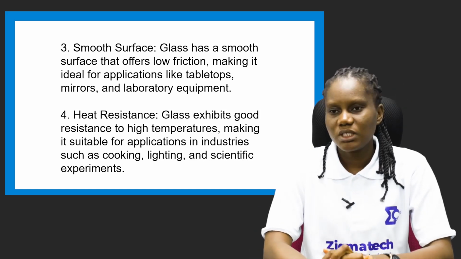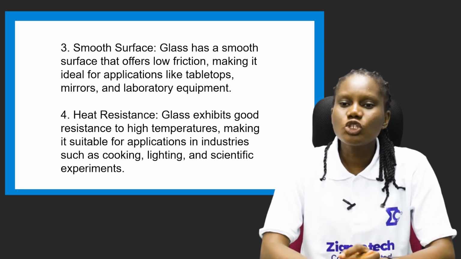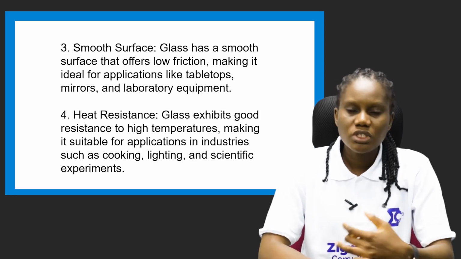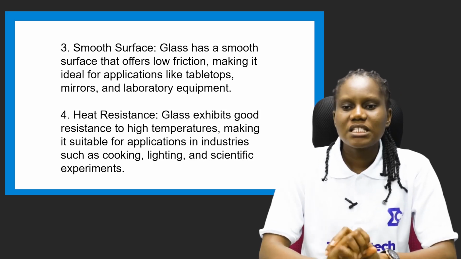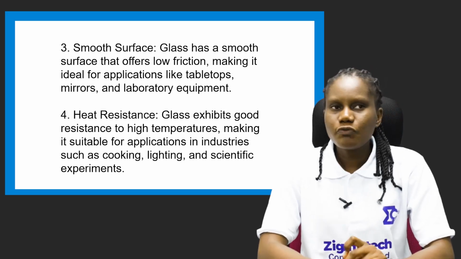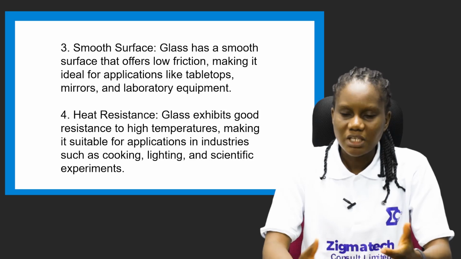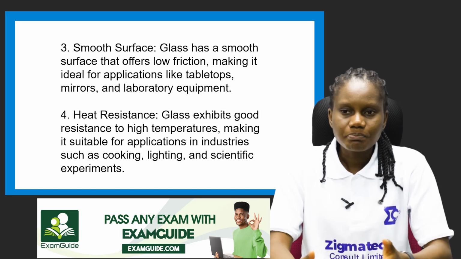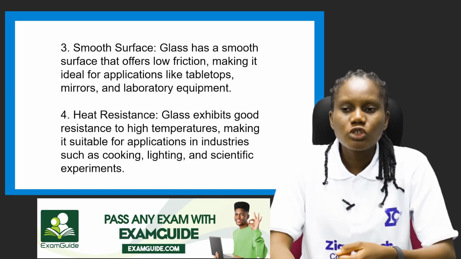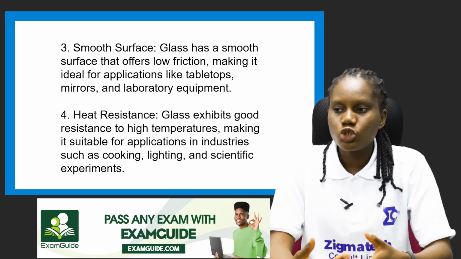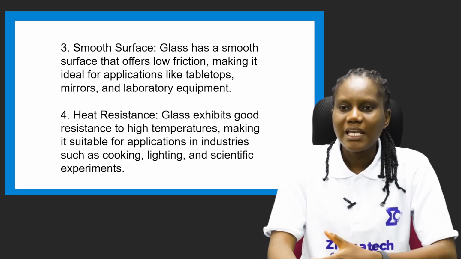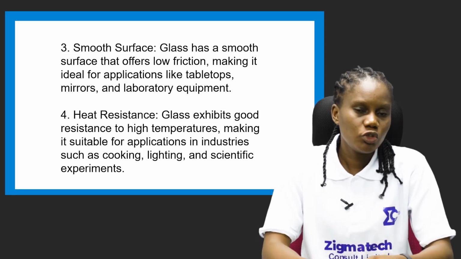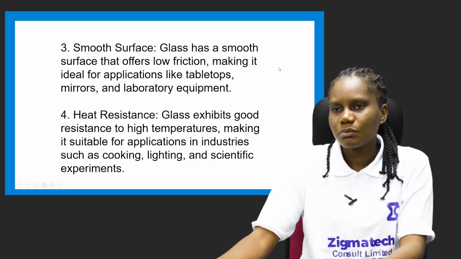Number four is heat resistance. Glass exhibits good resistance to high temperatures, making it suitable for application in industries such as cooking, lighting, and scientific experiments. I don't know if you've carried out some scientific experiments, maybe in your school lab. You see that sometimes we put some glass on fire in the course of our experiments. Maybe you have some chemicals you need to apply heat to, you put them on fire, and glass is resistant to heat. It doesn't break easily, it doesn't melt, unlike rubber, that when you put it on fire, it melts.